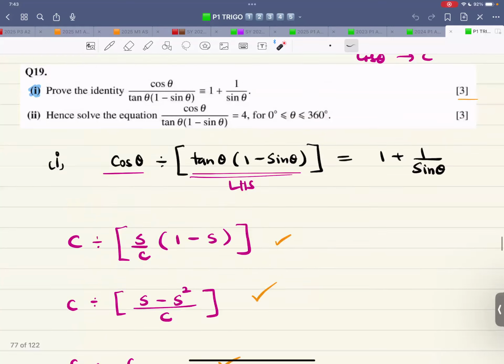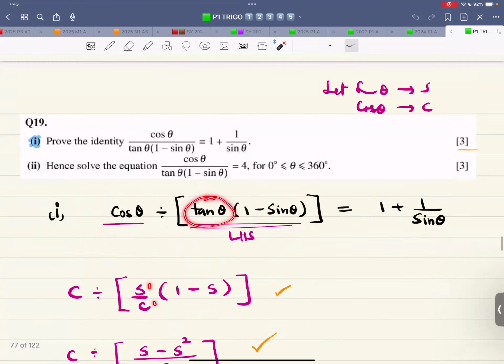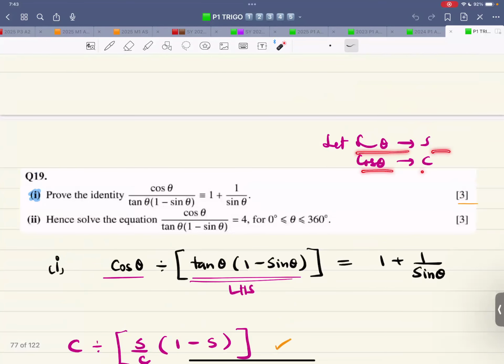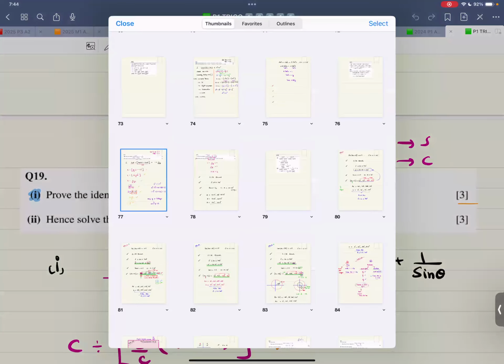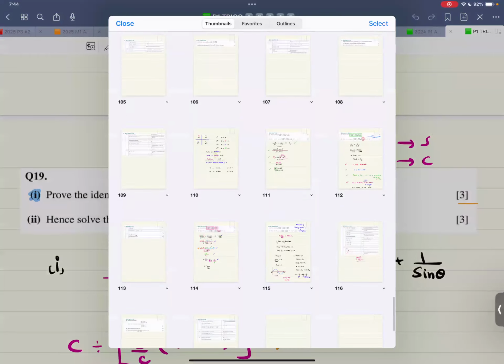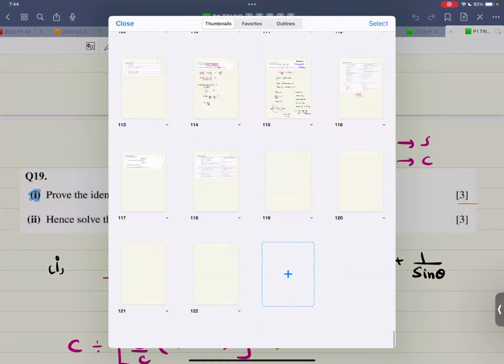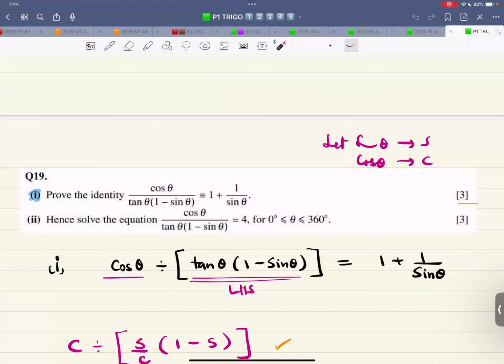Sometimes you have to divide like this. Tangent can be written as sine over cos, as long as you tell the examiner what symbols you are using, so there is no harm in this. So that was the main thing, and I think that was all about trigonometry.